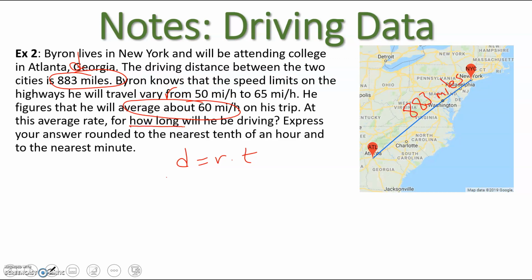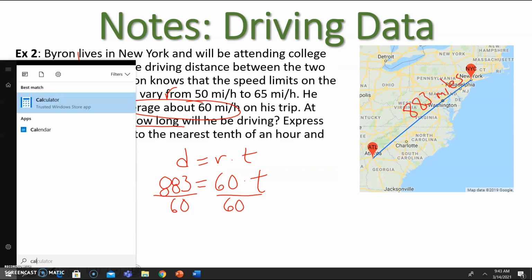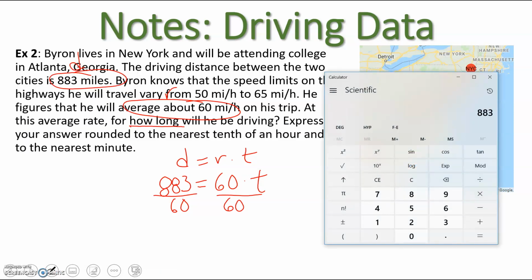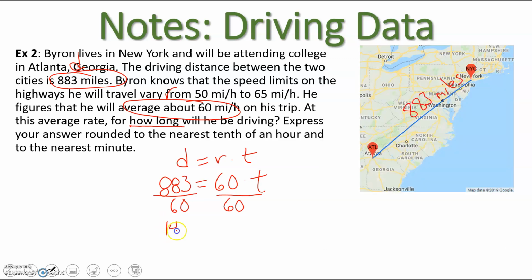So let's plug in what we know. For D, we have 883. For the rate, we have 60 miles per hour. And time, we're going to use T since we don't know it. Now our objective is to solve for T, or find the time, so we will divide by 60 on both sides of this equation. Using our calculator, we have 883 divided by 60, which is 14.716 repeating.